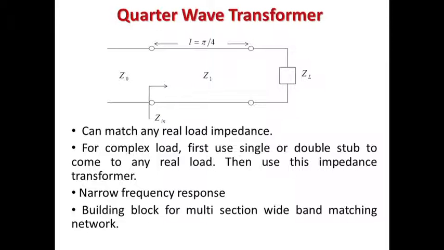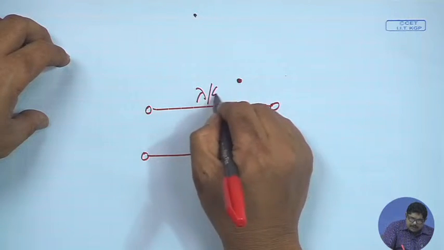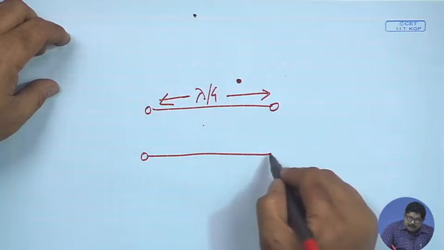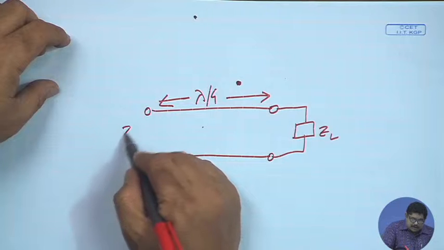So, in itself it is not a broadband transformer, but with it you can achieve any broadband design, that is its importance. A quarter wave transformer is shown in this slide. Quarter wave means the length is lambda by 4, not pi by 4. So, you have a transmission line like this and this length is lambda by 4, and it matches a load impedance ZL and, on this side, the characteristic impedance.